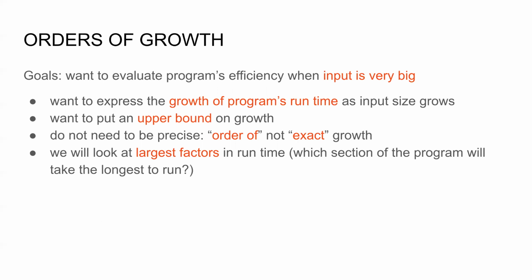As input size grows, how the program running time grows, and we need to have an upper bound or worst case scenario on the growth. We don't need to be very precise; one or two operations is not a big deal. We just need to compare the order, not the exact growth. So 3n and 2n is not that big deal. We will look at the largest factor, which is the critical section of the program that will take the longest to run.